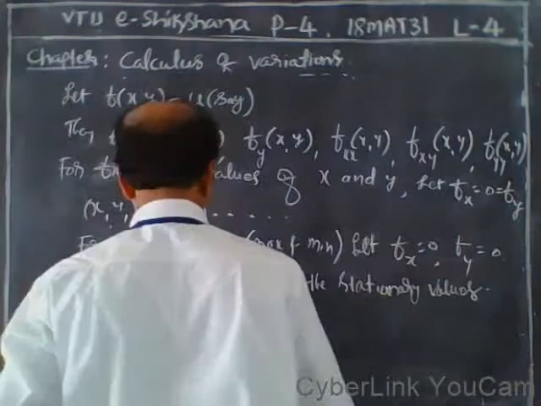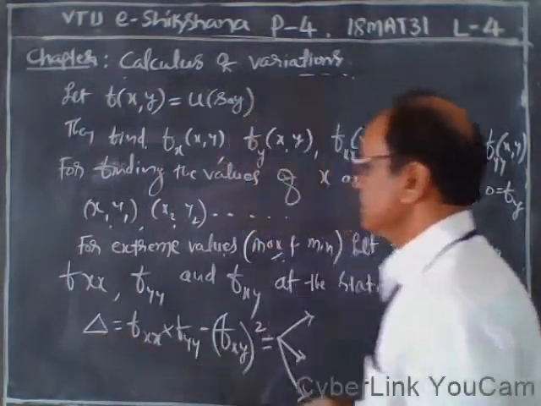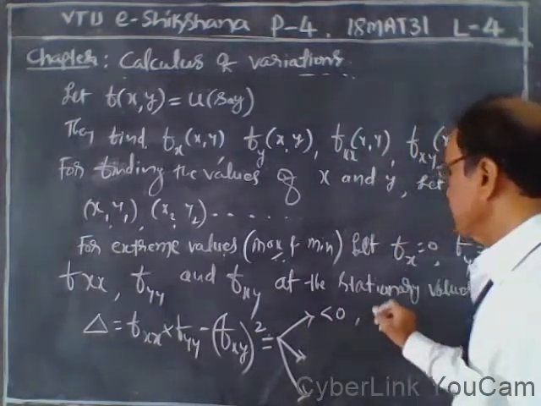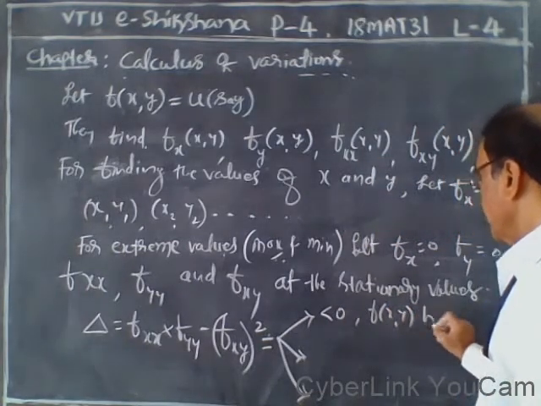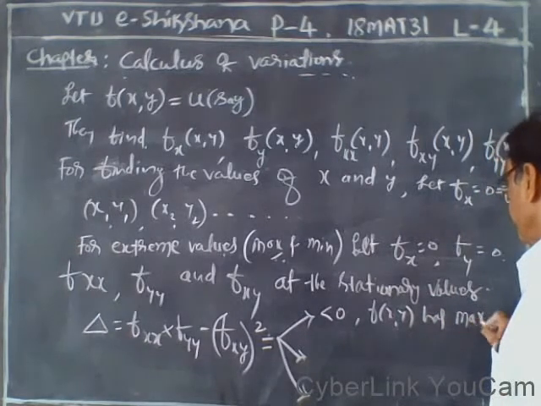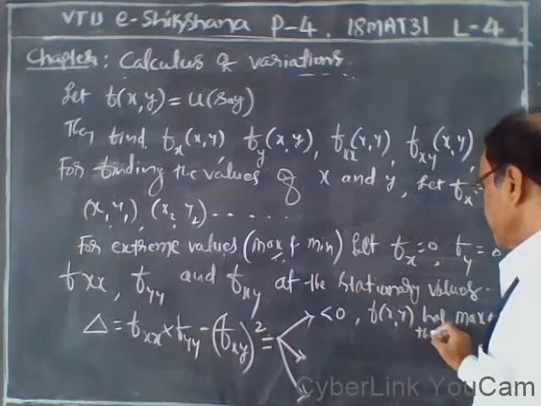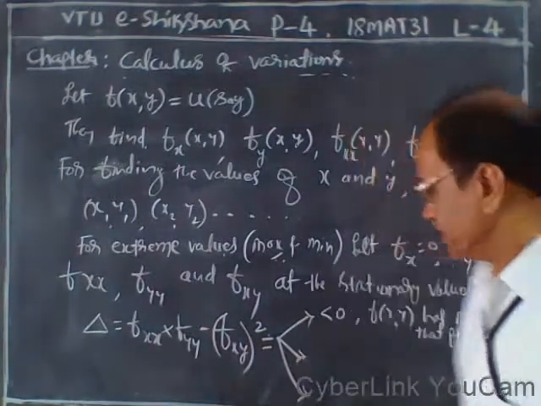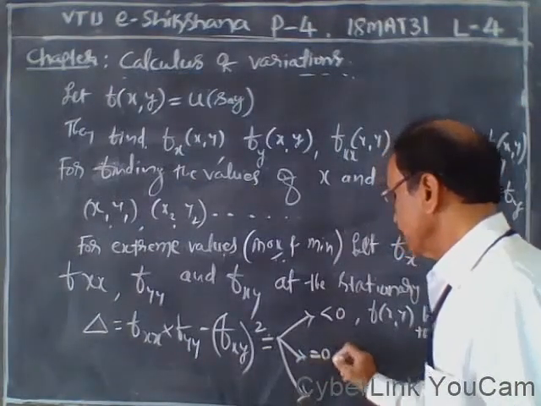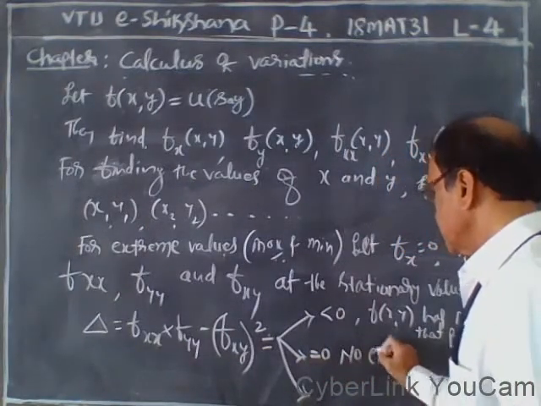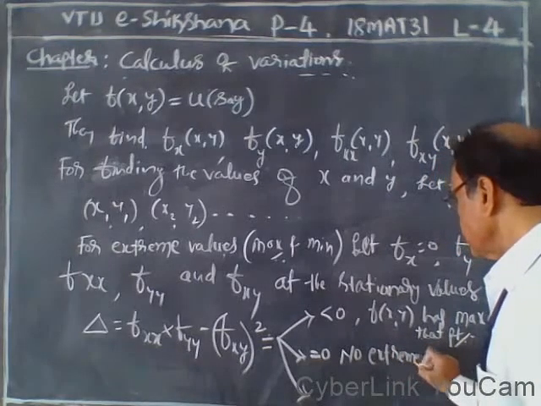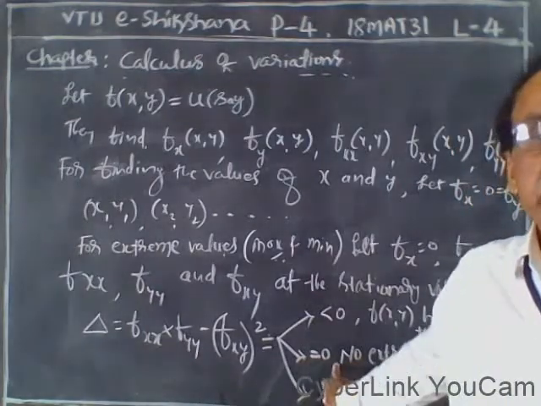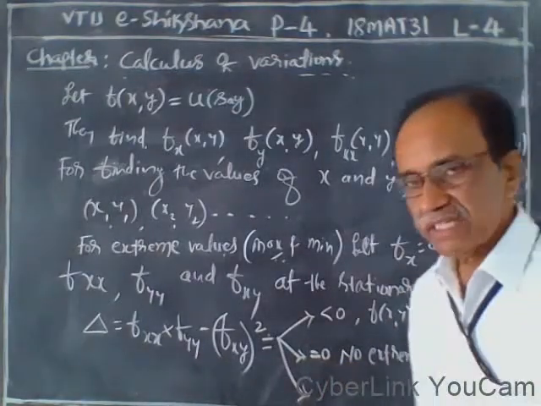Okay, if the discriminant is less than 0, then f of x comma y has a maximum at that point. Which point do we consider? That point. And if it is equal to 0, no extreme values. That means this needs further investigation, like we have discussed.